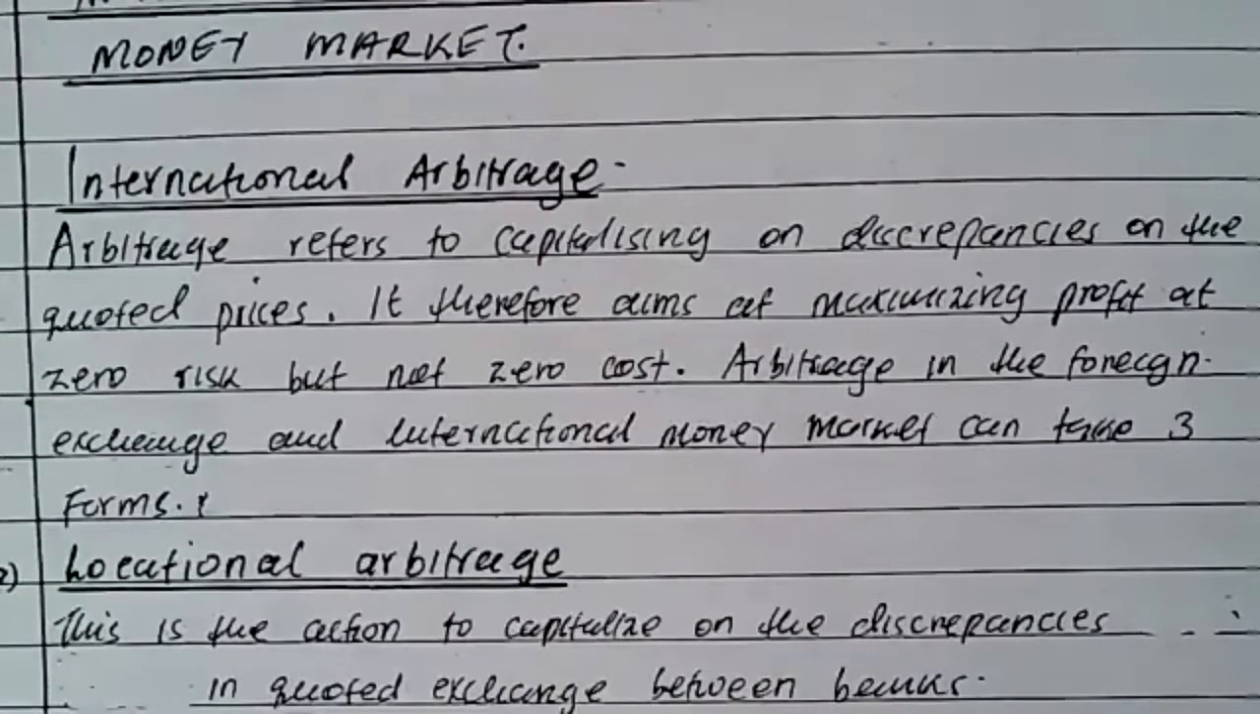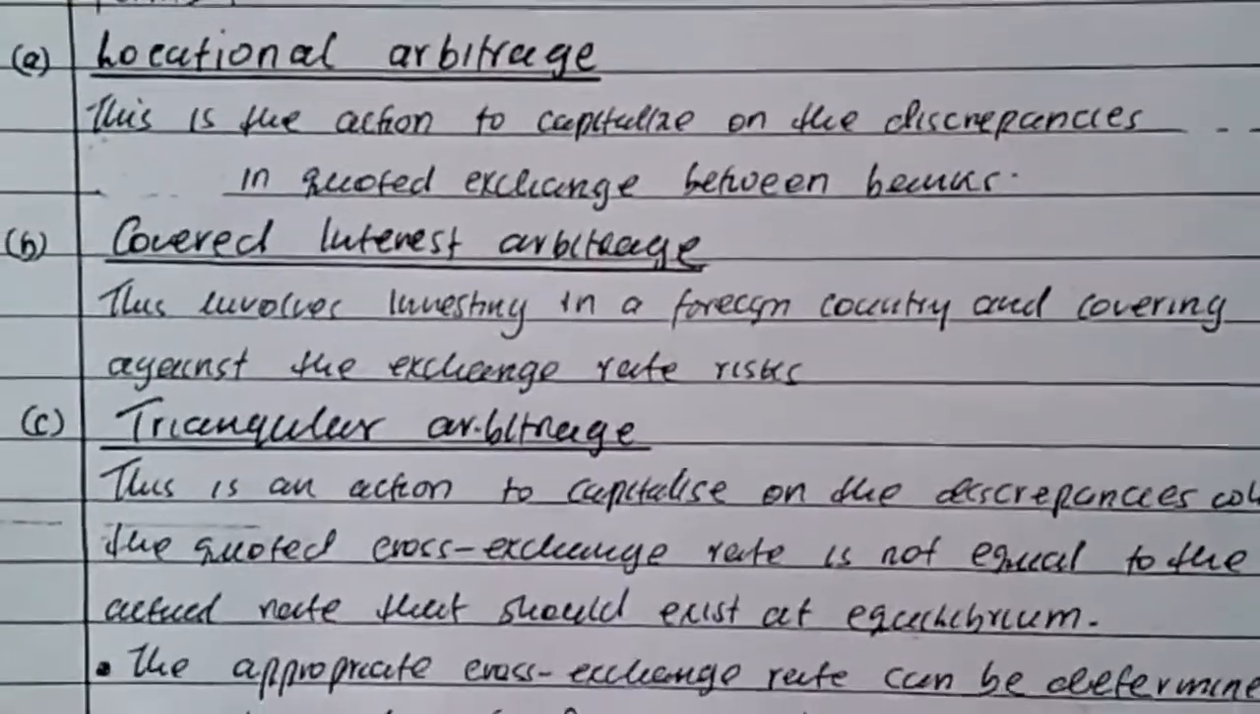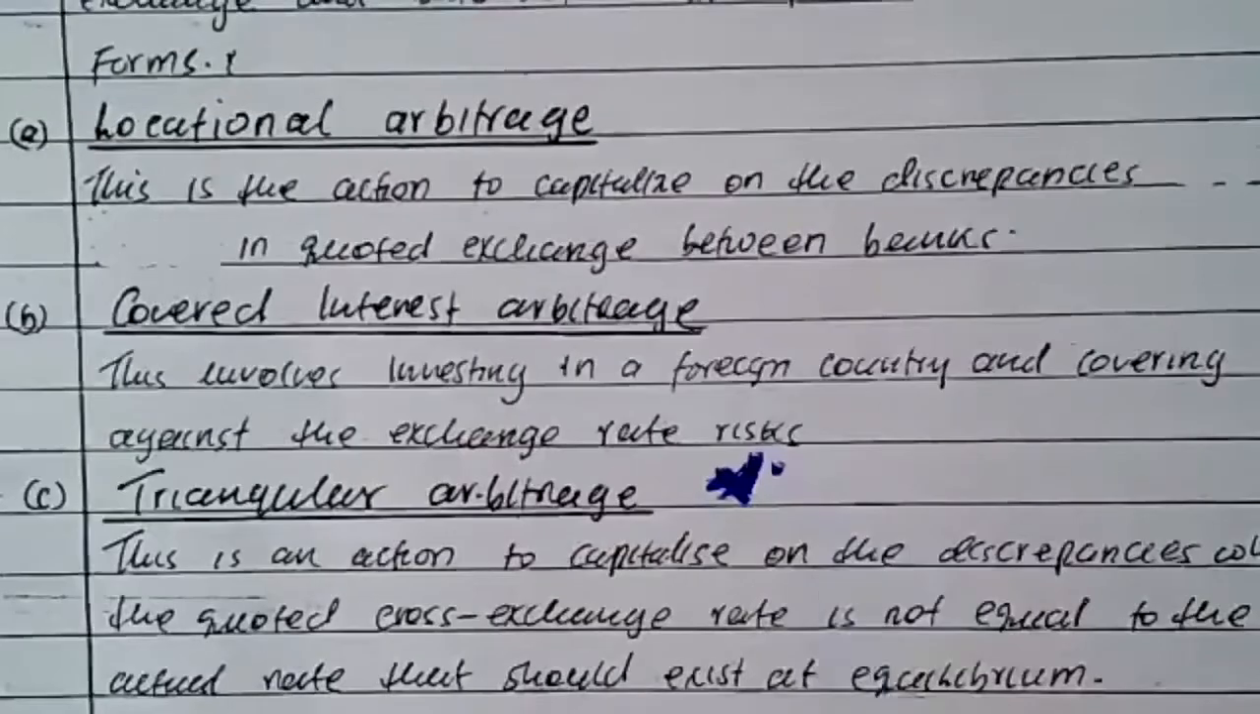Arbitrage in the foreign exchange and international money market can take three forms. Number one, we have locational arbitrage. Then we have covered interest arbitrage. And number three, we have triangular arbitrage. Mostly I want to focus on triangular arbitrage.